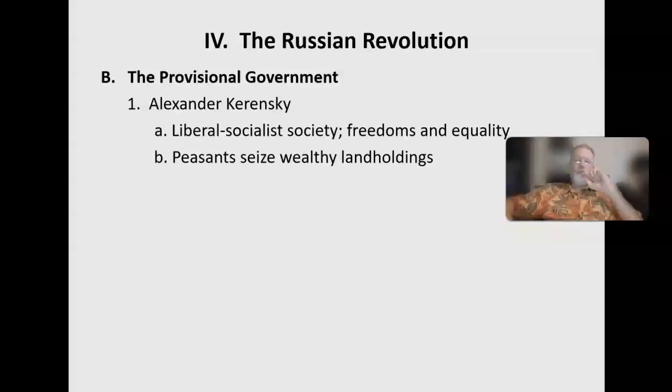Kerensky won't do this. This new government doesn't want to do this. It doesn't want to take land. It doesn't want to nationalize the factories. Bear in mind, they're still fighting the war. They're still at war with Germany. And he's basically unwilling to make the hard decisions, believing in a more free, sort of democratic government.